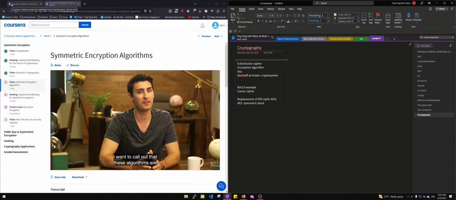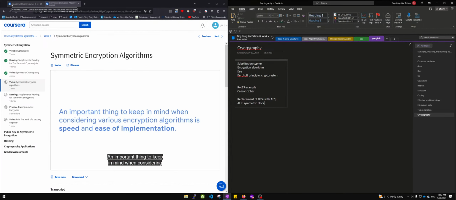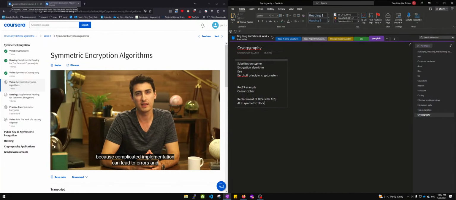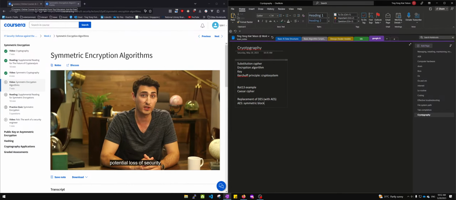I want to call out that these algorithms are the overall designs of the ciphers themselves. These designs then must be implemented in either software or hardware before the encryption functions can be applied and put to use. An important thing to keep in mind when considering various encryption algorithms is speed and ease of implementation. Ideally, an algorithm shouldn't be overly difficult to implement because complicated implementation can lead to errors and potential loss of security due to bugs introduced in implementation.